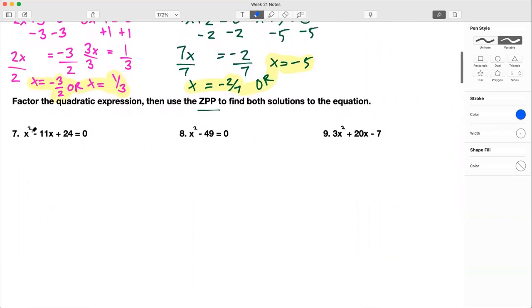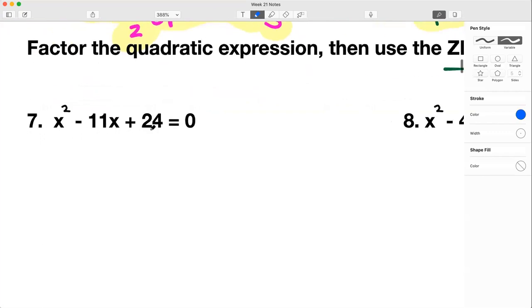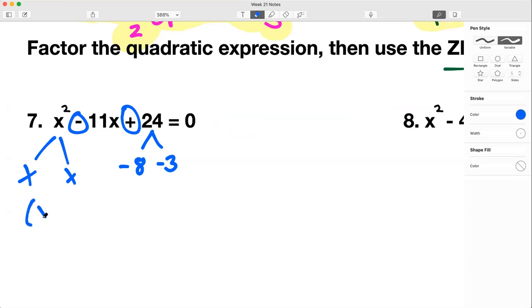All right, so number 7, we have to first factor it. So looking at 24, two factors of 24 that sum to 11, and both of them will be negative. Okay, so two factors of 24 that sum to 11 I know are 8 and 3. And then 8 times 3 is 24. And then because 11 is negative, that means they're both negative. So this splits into those factors. And then x minus 8 times x minus 3 is your answer.